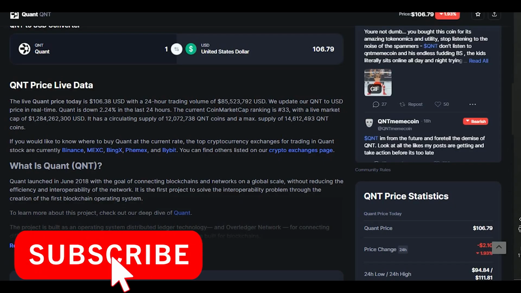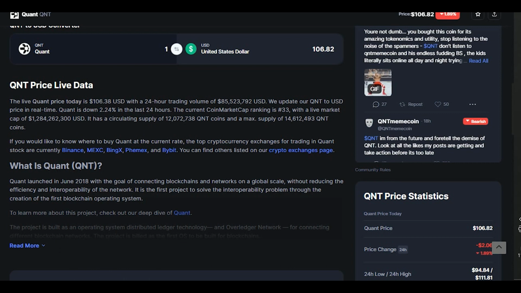So what is Quant? Quant launched in June 2018 with the goal of connecting blockchains and networks on a global scale without reducing the efficiency and interoperability of the network. It is the first project to solve the interoperability problem through the creation of the first blockchain operating system.